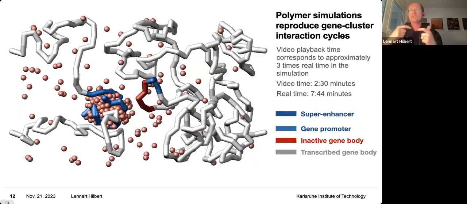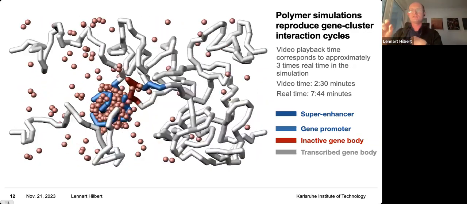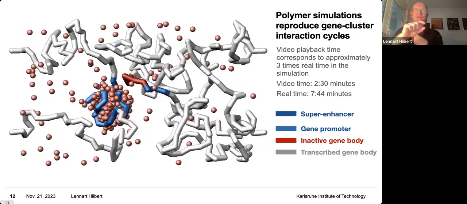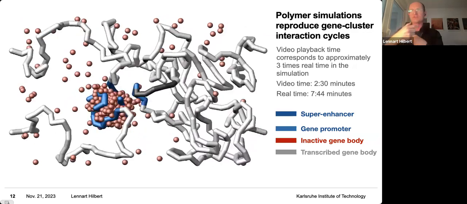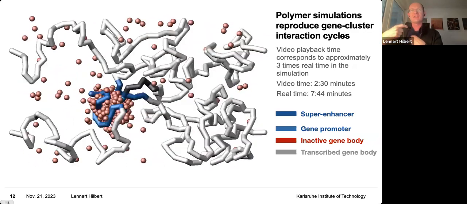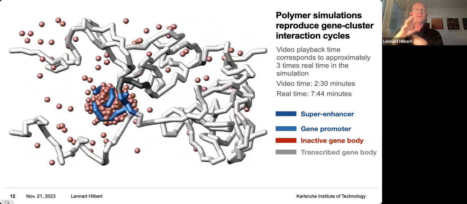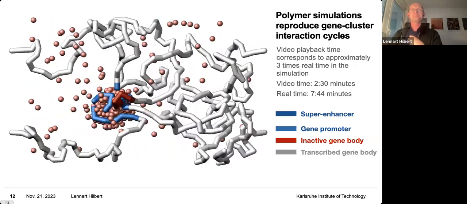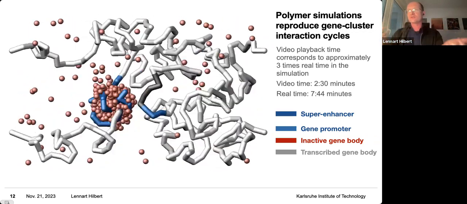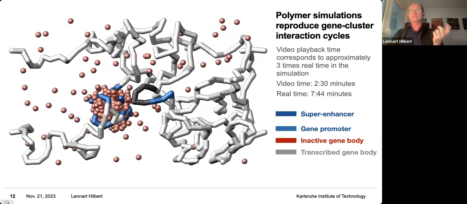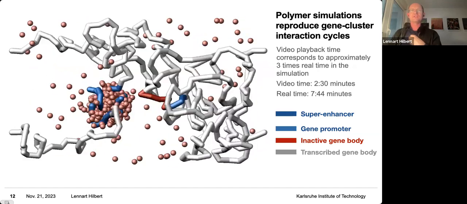And as we let the simulation run, we will actually see that there are repeated cycles of this, where the gene runs towards the cluster, engages with the cluster, becomes activated, gets pushed out of the cluster, then gets in, it's active again now. Soon it will be inactive again, and then has the ability to recruit a little piece of that red phase and go into the cluster again. As you can see now, it has just deactivated and activated once more. So with this, we can reproduce these gene cluster interaction cycles.